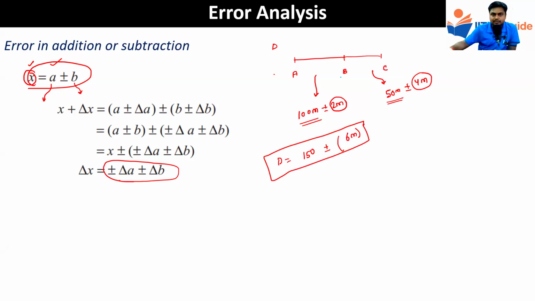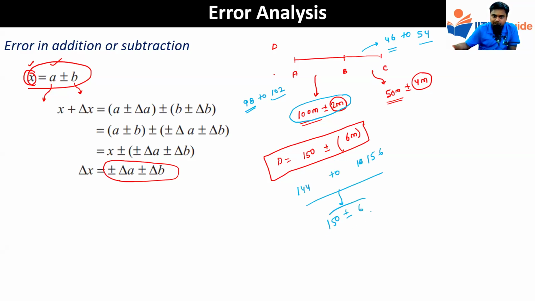Now why do the errors get added? When we write 100 plus minus 2 meters, that means it can be from 98 to 102, and this can be from 46 to 54. So if both are the least values, it becomes 98 plus 46, which is 144, up to 102 plus 54, which is 156. Therefore this is the same as 150 plus minus 6. If it is clear, please raise your hand.